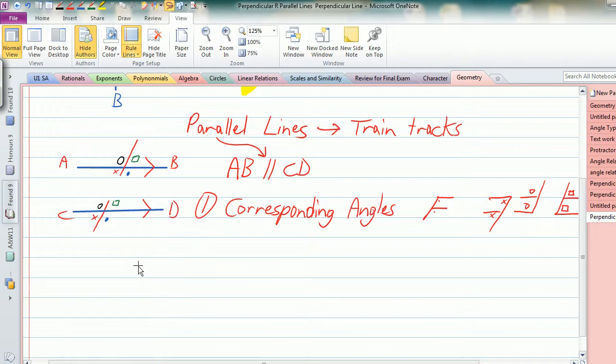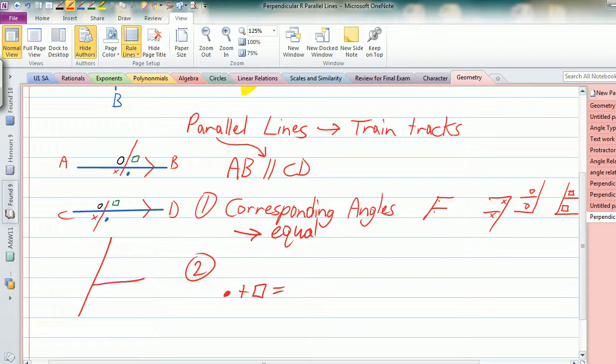We also know for the second type of rule, sorry, corresponding angles are equal. For the second rule, if we have the blue dot plus the green square, what do these two add up to? We looked at that yesterday. What do they add up to?